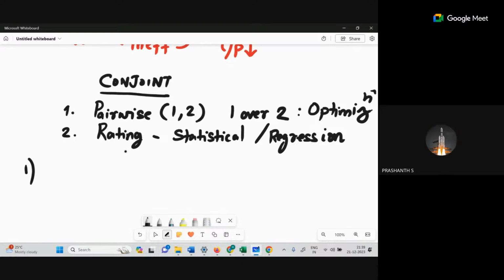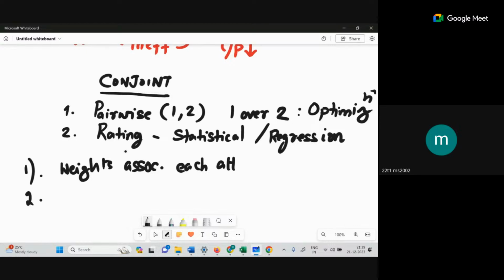Find the ideal product and weights of attributes. Yeah, that is pretty much correct. The first thing is how much each attribute is important to a customer. Rather, we are trying to find the weights associated with each attribute. That is the first question that we are answering.